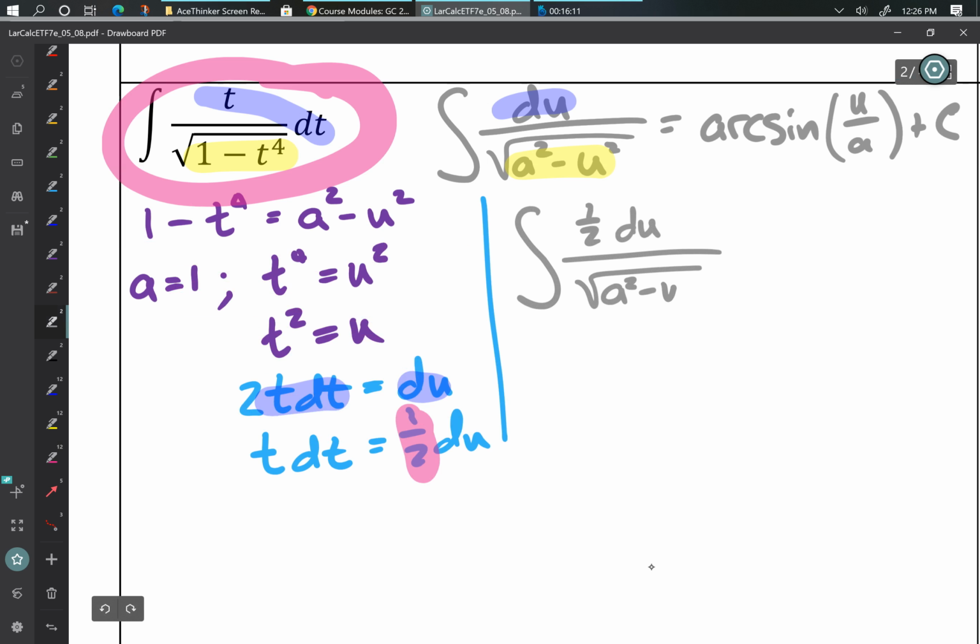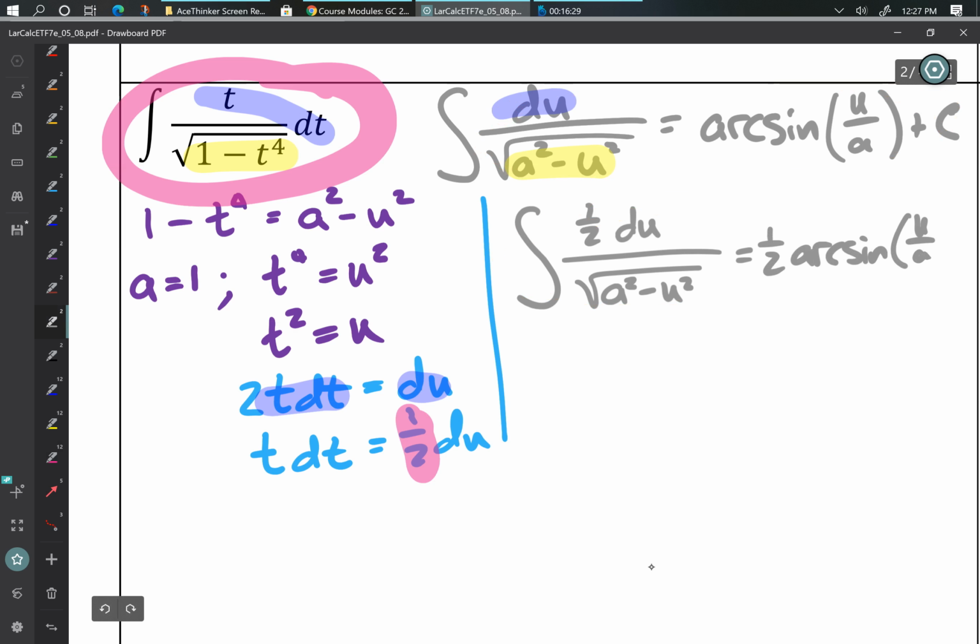Right? And so if I make those substitutions, now I have the integral of 1/2 du over the square root of a squared minus u squared. And so the only difference between this one and this one is simply a coefficient. And so then this will just be 1/2 arcsine u over a plus c.